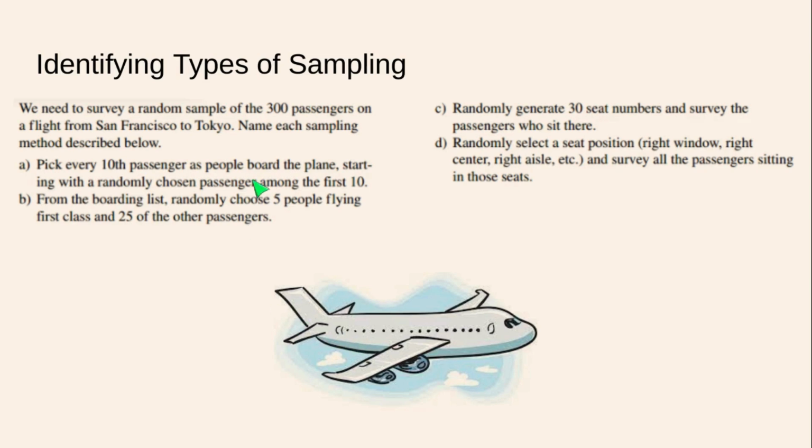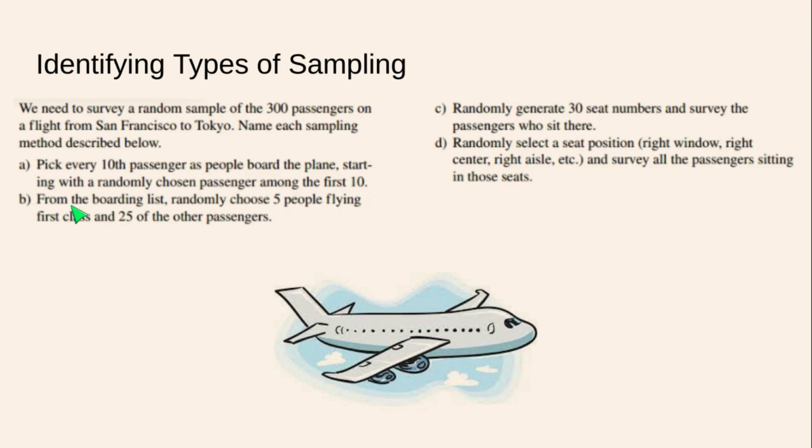So we have a sample of 300 passengers on a flight from San Fran to Tokyo. And for letter A, we are picking every 10th passenger as people board the plane, starting with a randomly chosen passenger among the first 10. That one is pretty obviously systematic sampling, all right? We pick every 10th passenger, so k equals 10 in that case. Every kth passenger is every 10th passenger. And we start with a randomly chosen passenger among the first 10. So maybe we choose a random number, say that number is 7, and we start with the 7th passenger, okay?